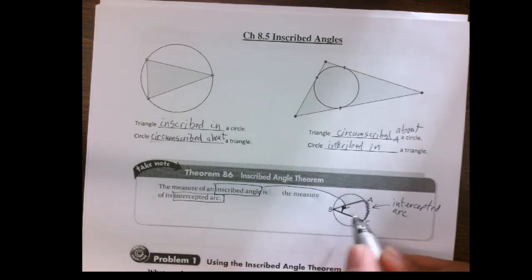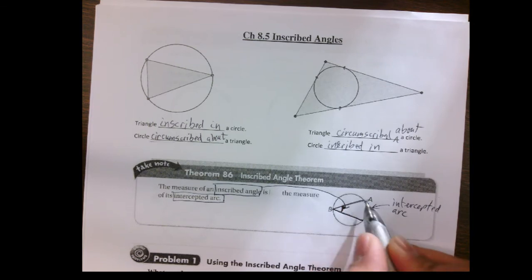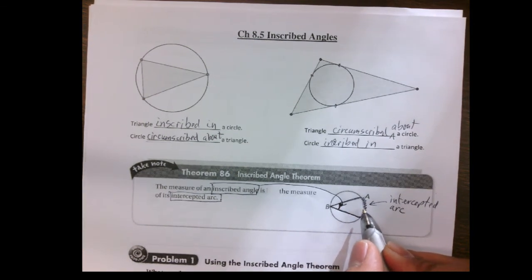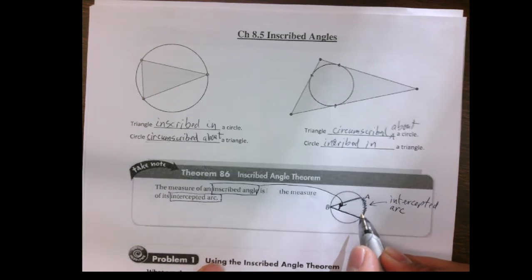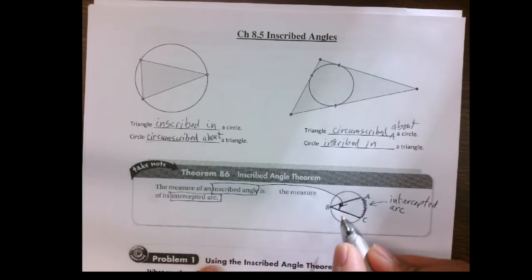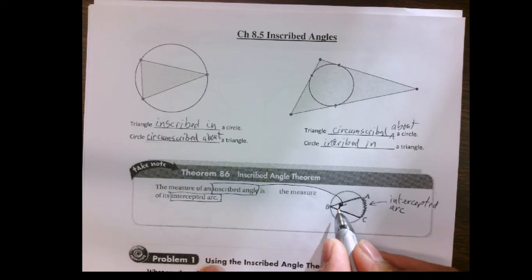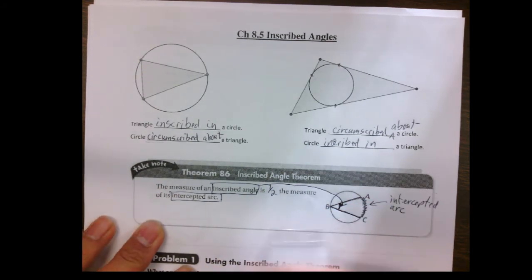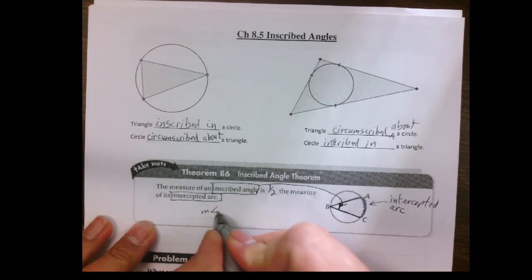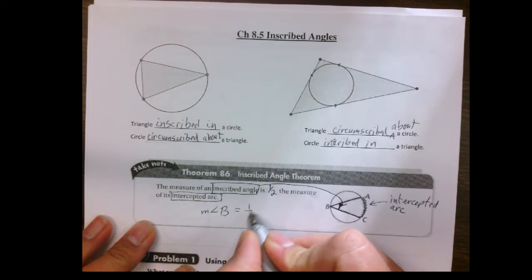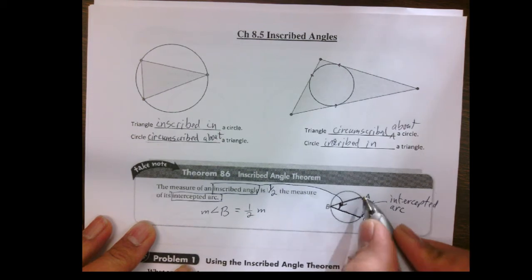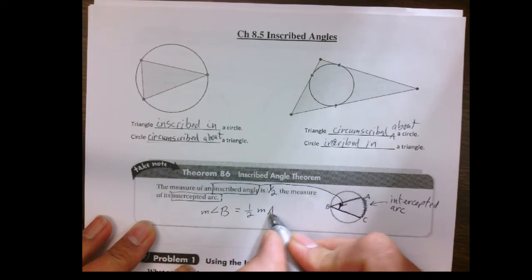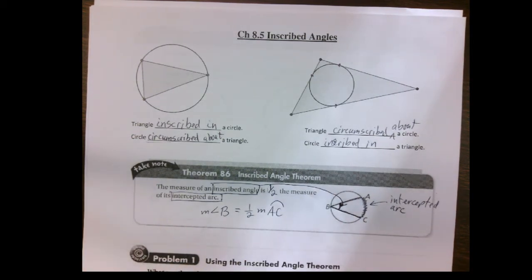So what's the relationship between this angle and the intercepted arc? Well, we won't prove it here, and the proof takes a whole bunch of steps, so I'm just going to let you know. This angle is 1/2 the measure of its intercepted arc. In this diagram, we would say the measure of angle B is 1/2 the measure of arc AC, the intercepted arc.